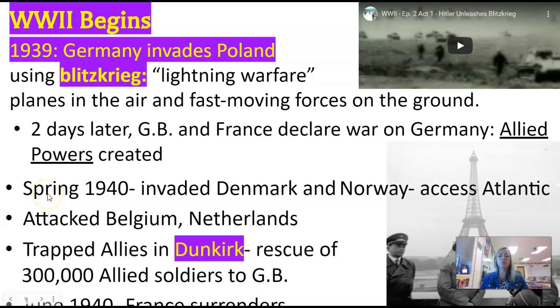However, by spring 1940, Germany had gone ahead and invaded Denmark and Norway, so northwestern Europe, in order to access the Atlantic and try to cut off supplies, take over that waterway there. They then are going to move into Belgium, and they're going to move into the Netherlands, and they're going to easily be able to take over these areas. Finally, Great Britain and France are mobilized. They get over to France.